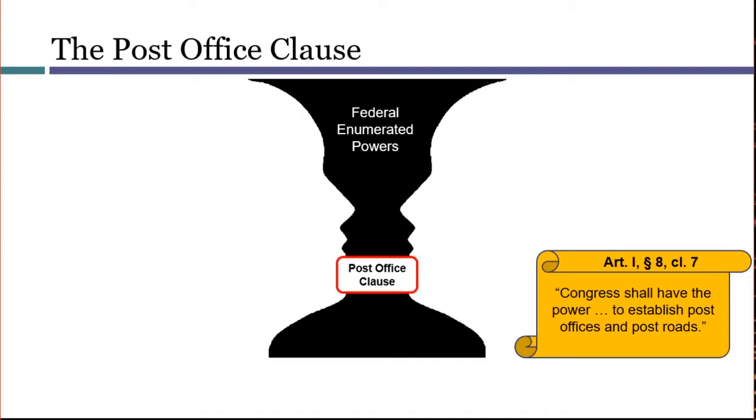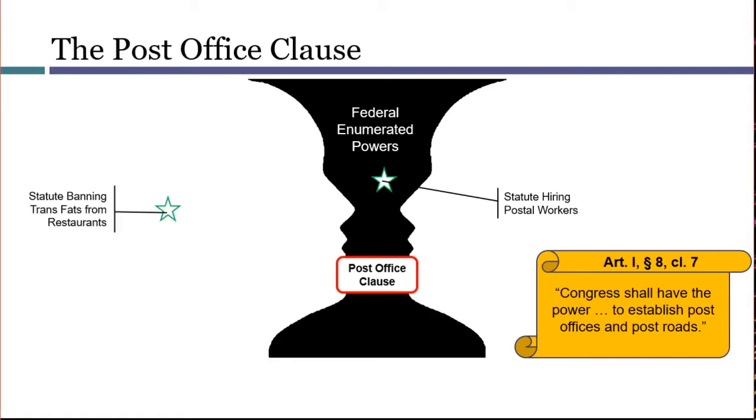To see how this works, we can adapt an example that Chief Justice Marshall offered as dicta in McCulloch v. Maryland. Congress has an enumerated power to establish post offices and post roads. This clearly authorizes Congress to pass a law to hire postal workers. We don't even need to think about the necessary and proper clause. Just as clearly, this clause does not authorize Congress to ban trans fats from all restaurants. Maybe some other enumerated power would support a law like that, but not the postal power.